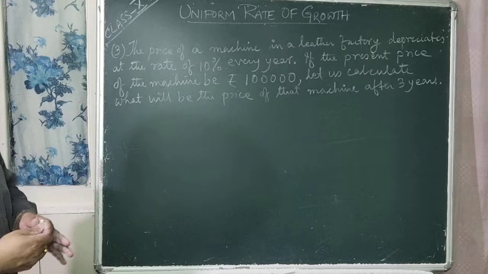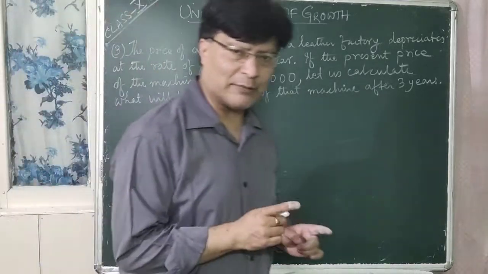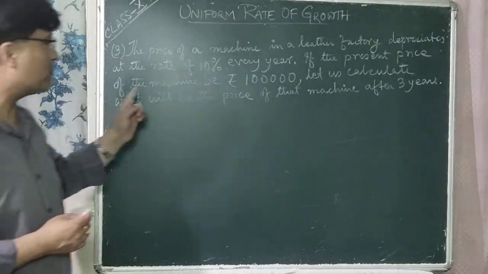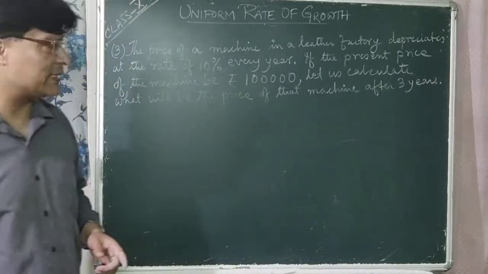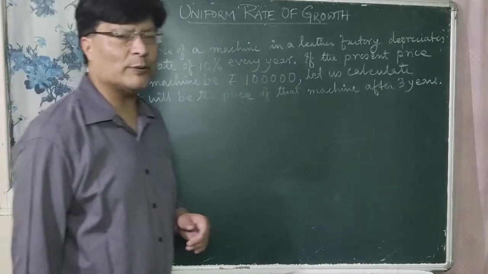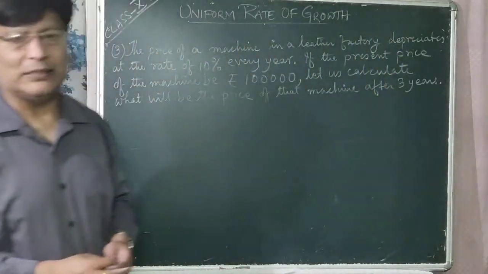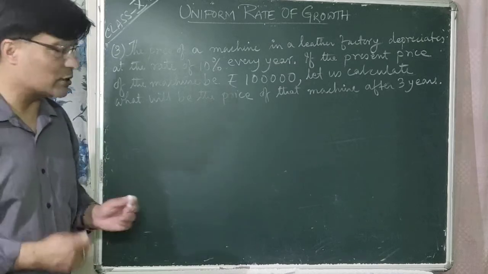Every year. So in this case, it is decreasing at the rate of 10% every year, right? So now, what is the present price of the machine? It is rupees 1 lakh. 1 and 5 zeros is 1 lakh. Let us calculate what will be the price of that machine after how many years? 3 years. So I think you have understood the question. So let's do the solution now.